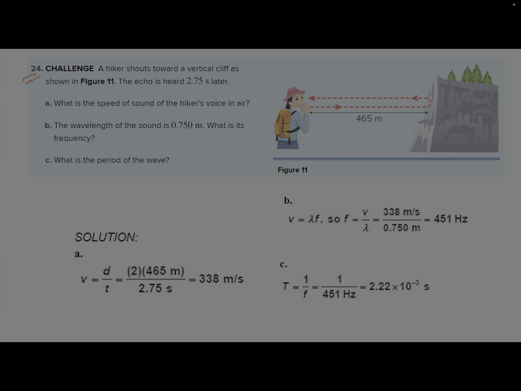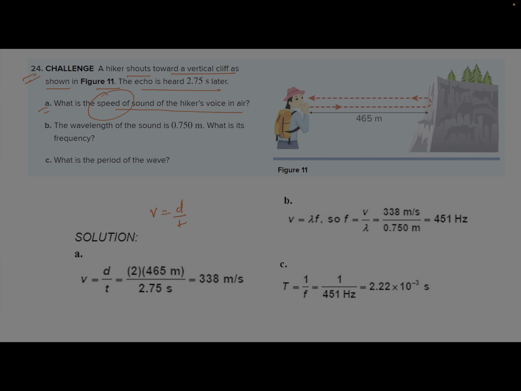The next question is, a hiker shouts towards a vertical cliff as shown in the figure. The echo is heard 2.75 seconds later. What is the speed of the sound of the hiker's voice in air? Here you have to be very careful. Here they are talking about speed. So what is the general formula of speed? Distance over time. So here the time is, it is heard 2.75 seconds later.